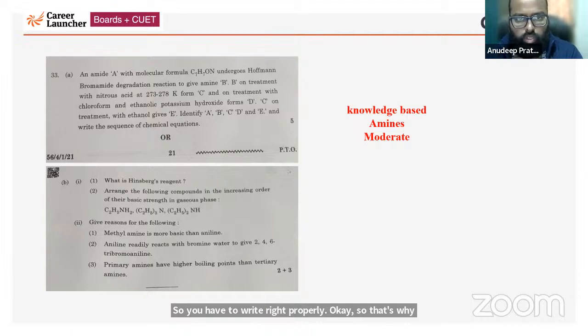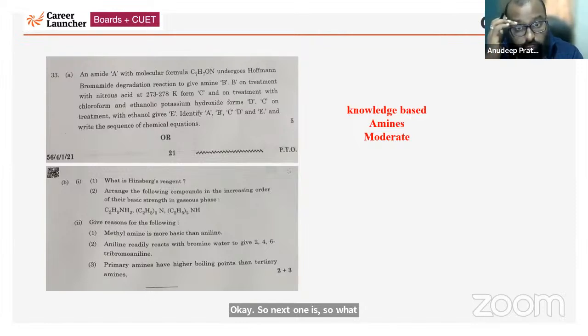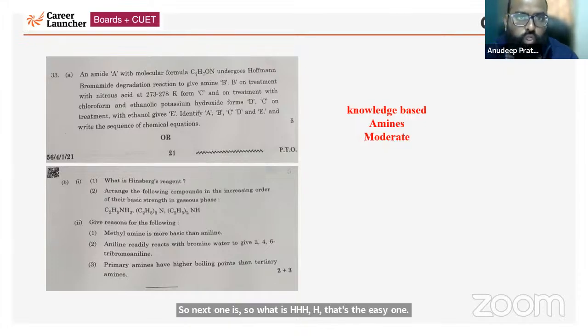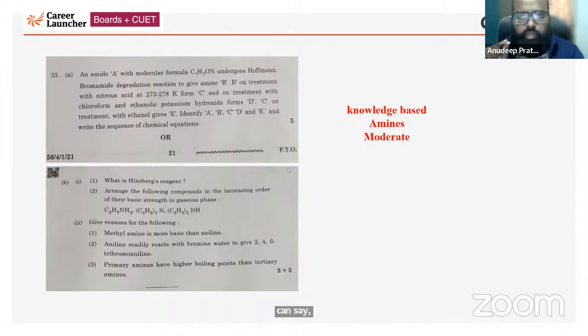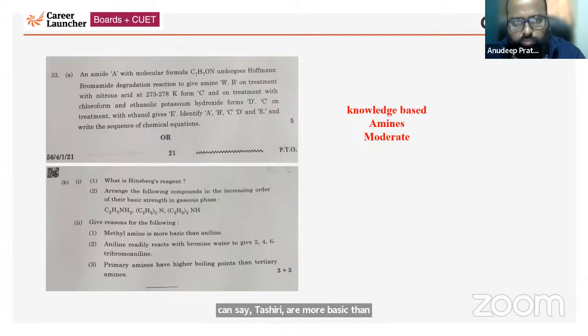Next one is: what is Hinsberg reagent? That's an easy one. Then, arrange the following compounds in increasing order of their basic strength in the gaseous phase. That is slightly twisted, because the gaseous phase is different from the aqueous phase: in the gaseous phase there is no steric factor and no hydration energy factor. So directly we can say tertiary amines are more basic than secondary than primary. If you know only that difference, the question is easy. Otherwise it will be difficult. So I'll say that is an easy question.